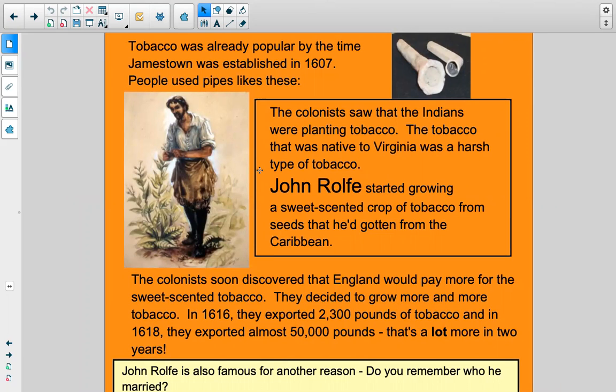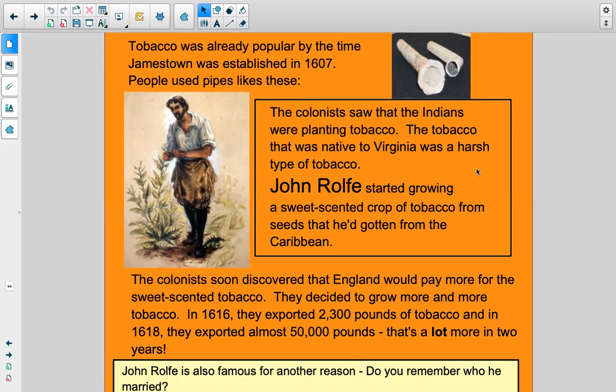So when we're thinking about colonial Virginia, tobacco was already popular by the time Jamestown was established in 1607. People used pipes like these that are here in this picture to smoke the tobacco. The colonists saw that the Indians were planting tobacco. The tobacco that was native to Virginia was a harsh type of tobacco.